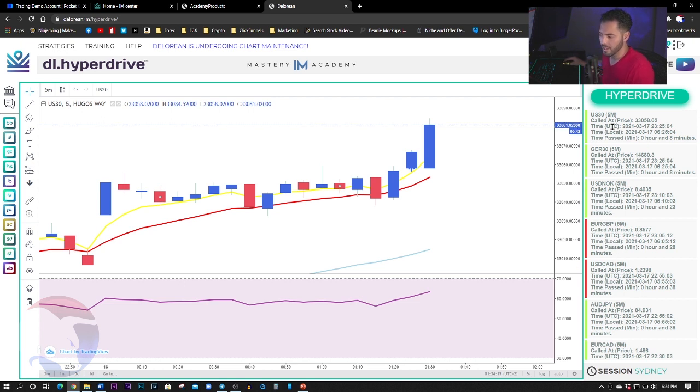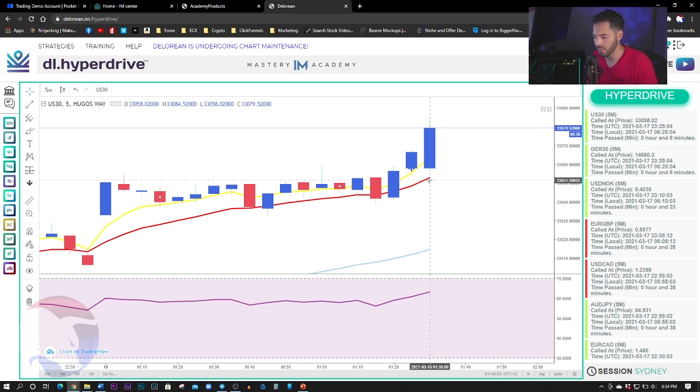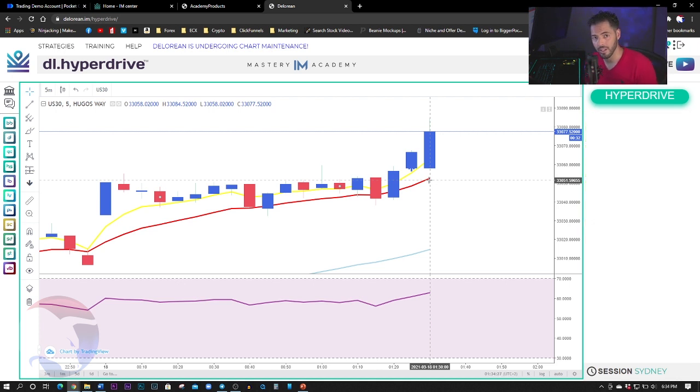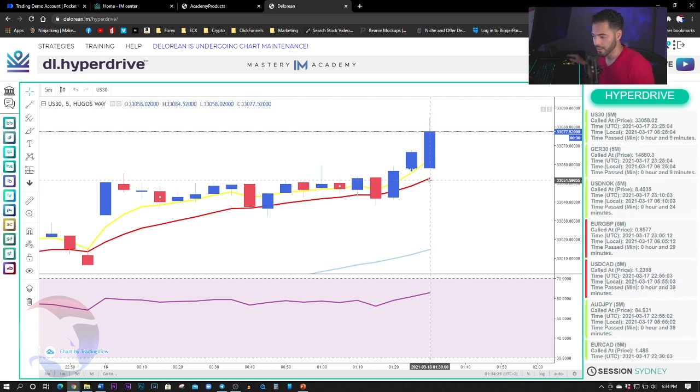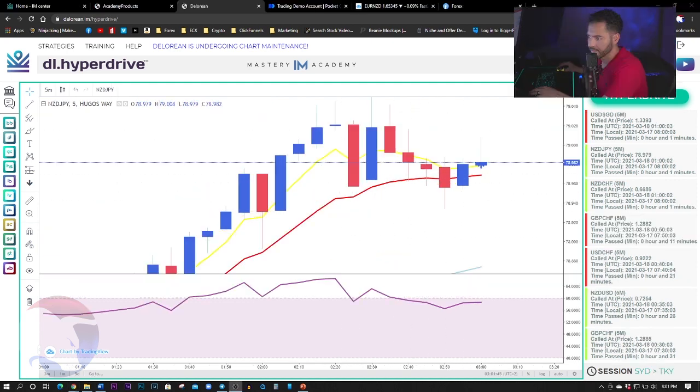So that's how you look for the trade alerts. You just look on the right-hand side for the trade alerts. And you got to make sure it's a fairly fresh trade alert that pops up, and then you get into the trade if everything falls aligned to how you use the strategy. So that's how you use Hyperdrive.